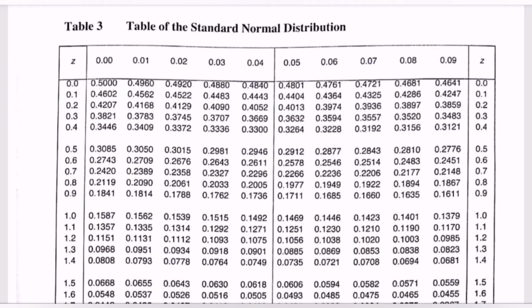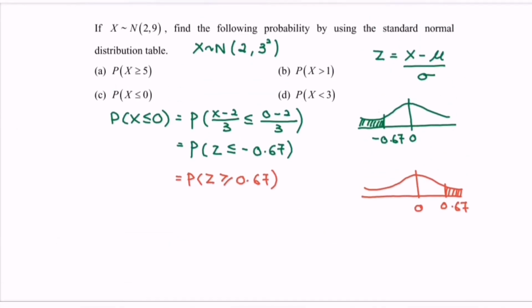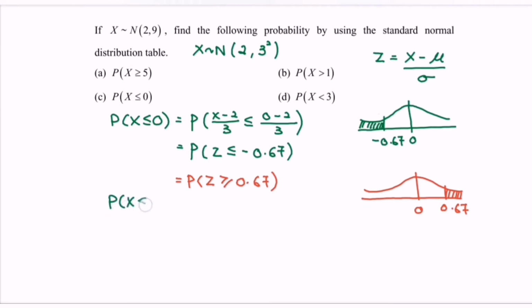Here we have 0.6. Do remember, z is greater than 0.67, so here we will have 0.07. So this one will be 0.67, where we have the probability 0.2514, or we can say the region or the area under the curve. So the probability that x is greater than or equal to 5, the probability will be 0.2514.